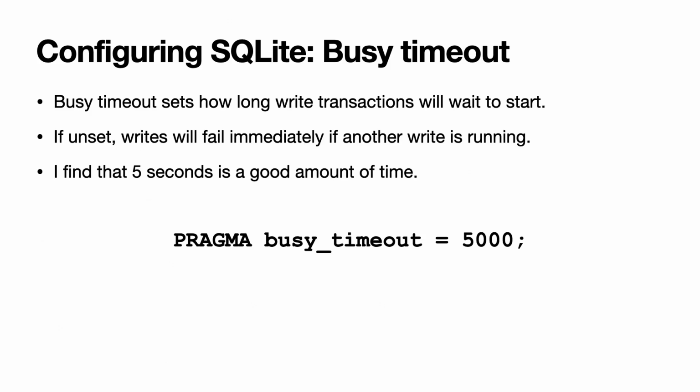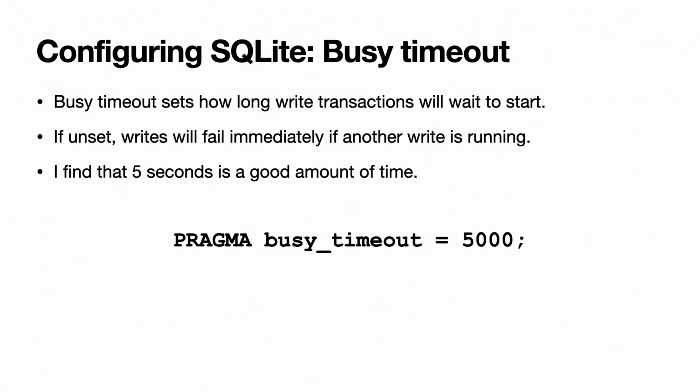Next, this is kind of an odd one if you're coming from other databases. It's called the busy timeout. The busy timeout sets how long a write transaction will wait to start. Now, again, SQLite only supports a single writer, so that means if one's active and another write transaction starts, by default it'll just fail immediately. That's not usually what you want.